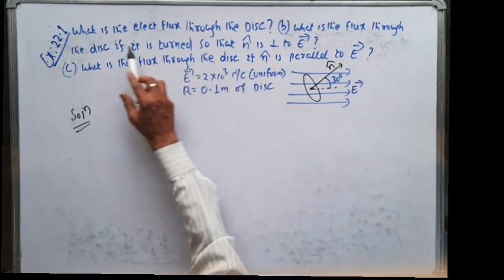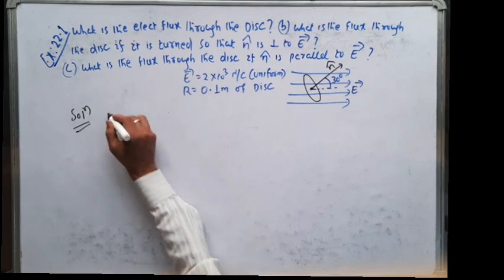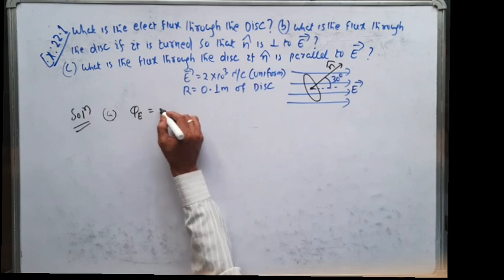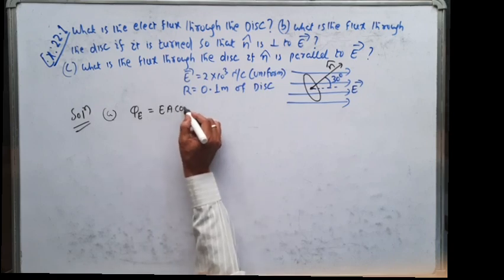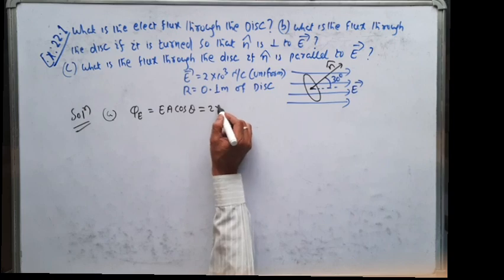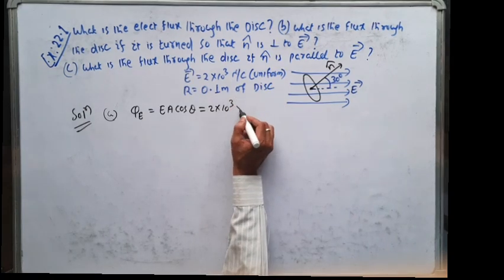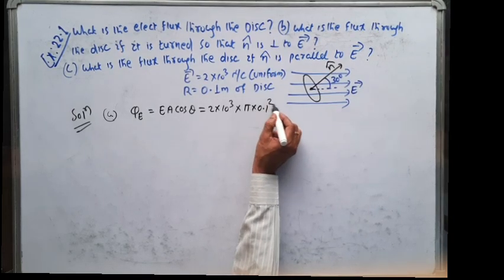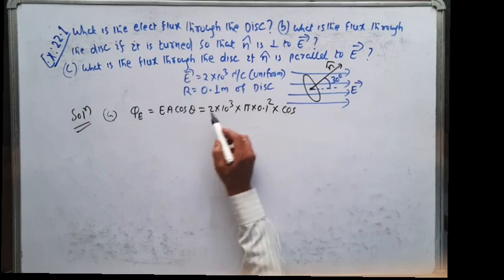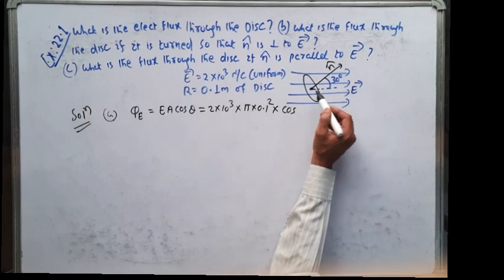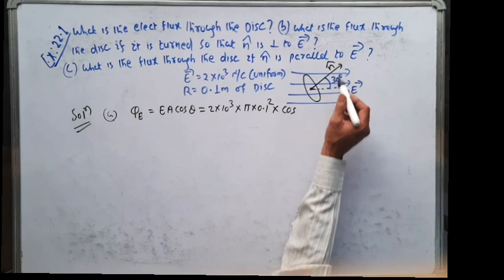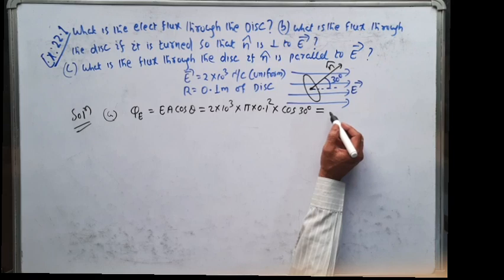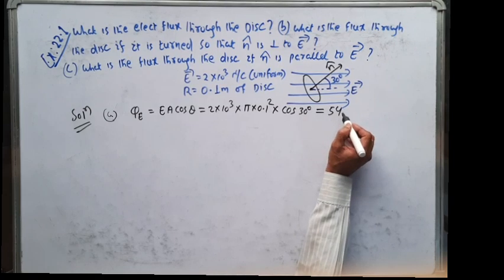So first bit, what is the electric flux through the disk? What is the formula of electric flux? It is E dot A or EA cos theta. E is 2 into 10 to the power 3, all in SI system. Area is pi R square, so pi into 0.1 square into cos theta. Theta is the angle between the electric field vector and the area vector. This is the unit vector of area, so theta is equal to 30 degrees. Just directly put all the values and you will get the value 54.